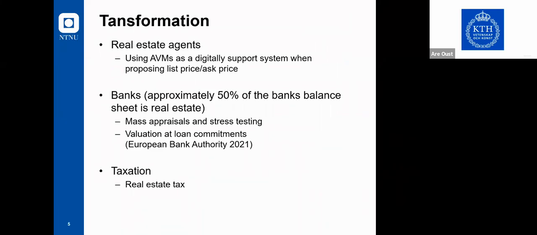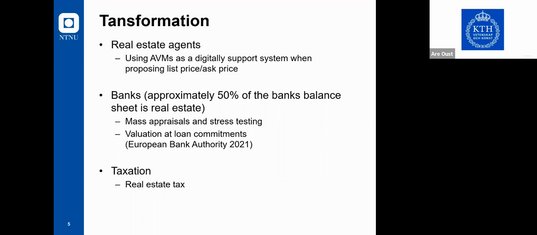So we are already seeing a transformation of big industries. Of course, real estate agents are using AVMs now as digital support systems when they're proposing list price, asking price. That is totally common use of AVMs. I guess real estate brokers don't really know anymore, at least in Norway, how to do price setting by themselves. They basically use the computer. They have an AVM tool available, and that is doing the main part of the job. They are just experts in using the AVMs and adjusting them.